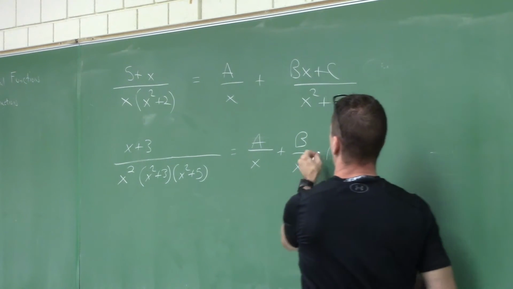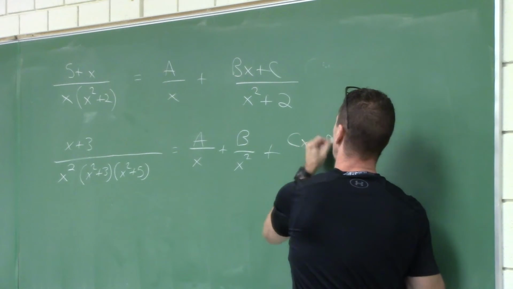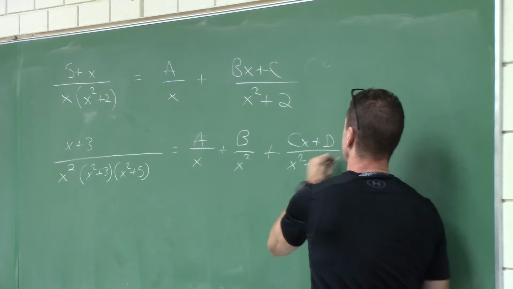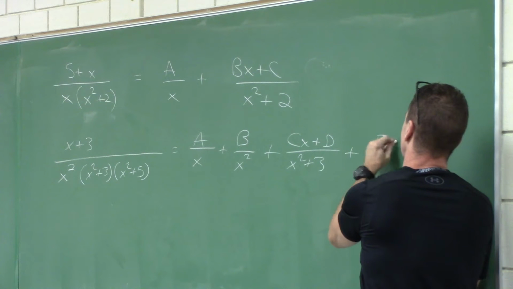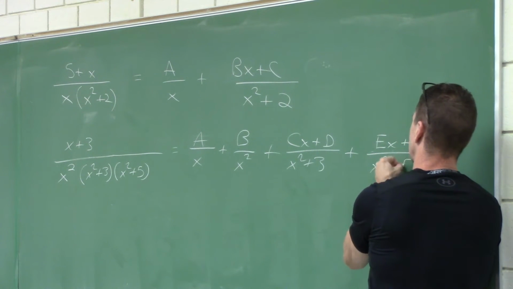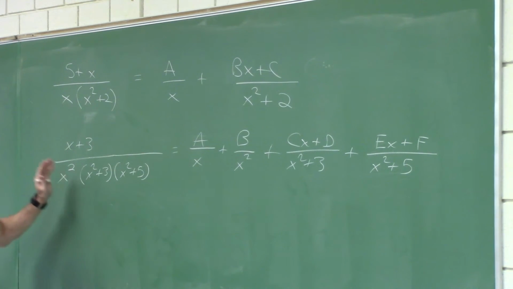Excellent. Now, how would you handle that x squared plus 3? You are good. Cx plus D, over x squared plus 3, and it looks like we're going to need one more of these. Ex plus F, all over x squared plus 5. You got it. Now we'll work a problem. If we don't see anything this crazy, we could work it out. Eventually we'll find these constants A, B, C, and D. We have to break these things up.